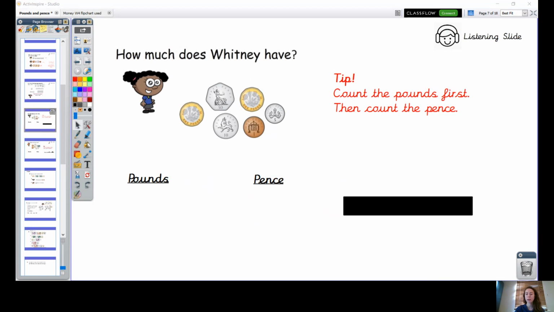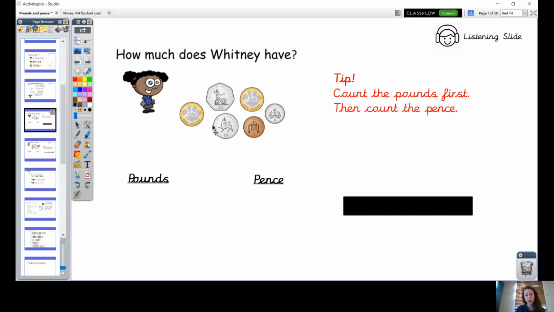Okay, pop your pencil down for a moment. Now, we want to find out how much money Whitney has here. So she's got a mixture here of pounds and pence, hasn't she? Now, top tip, when you see a question like this, count the pounds first and then count the pence. Say that with me again. Count the pounds first, then count the pence.